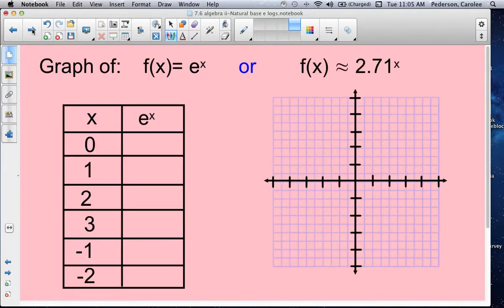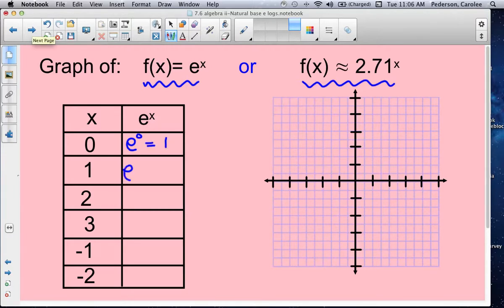All right, what we're going to do is go ahead and graph this function. It's a very important function for us to know how to graph. So we have f of x equals e to the x, or the same thing as f of x equals 2.71 raised to the x power. So we've set up an xy chart, and we're going to substitute some numbers in for x. So if we substitute 0 in for x, e to the 0, anything raised to the 0 power is just 1.